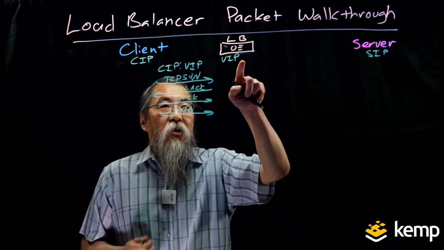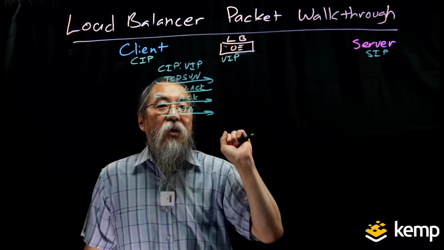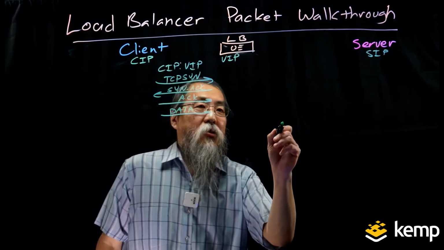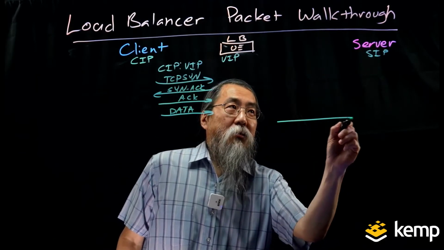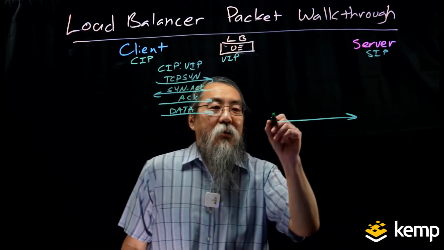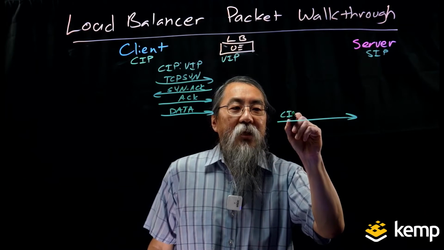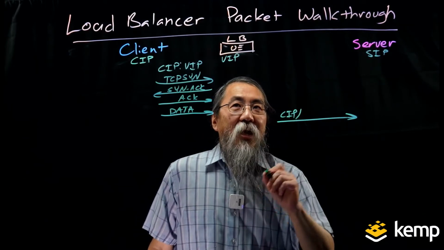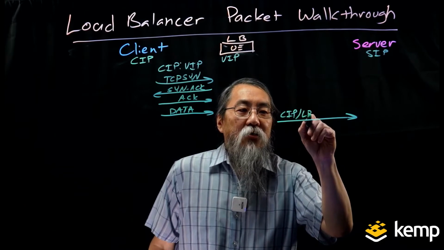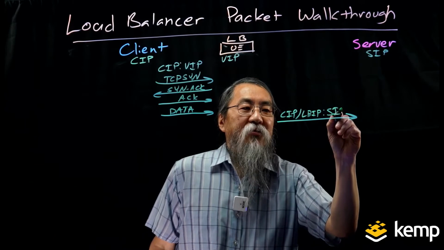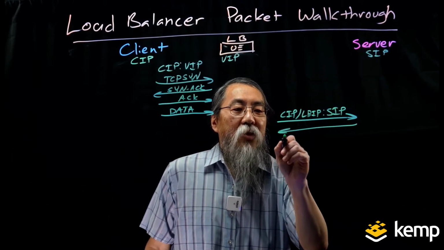At this point in time, the load balancer is going to say, okay, I have a complete connection. It is a valid client. I am now going to open a connection to the server. So the load balancer is going to make that three-way handshake to the server, and it's going to be either using the client IP address, if it's using the transparent mode, or if it's doing source NAT, it's going to be using the load balancer IP address, and it's going to be sending the traffic to the server IP. And we have that three-way handshake.